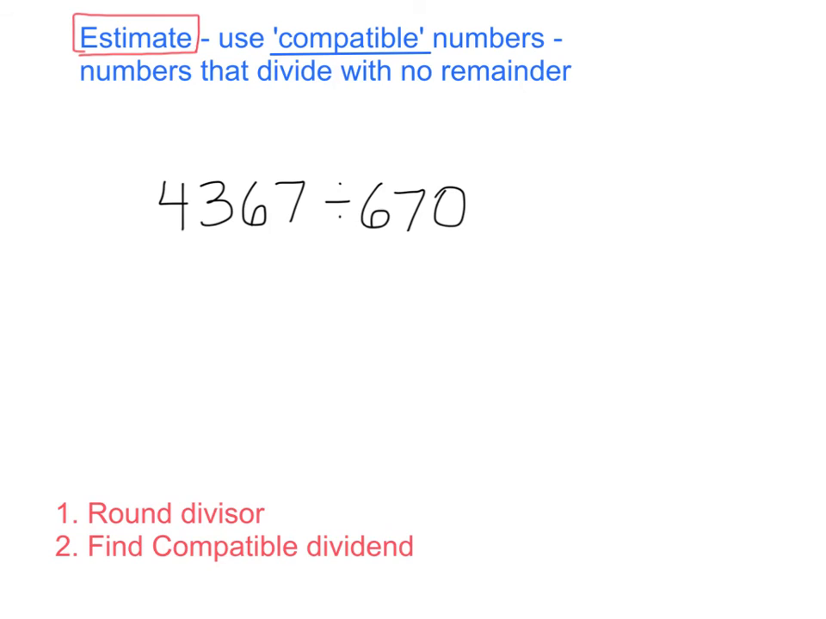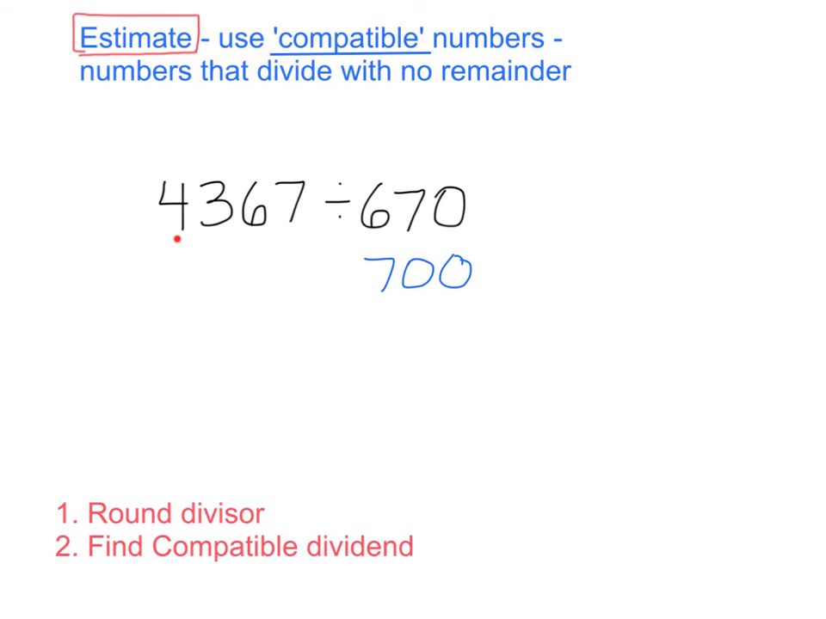We want to estimate this, which means to round, so we have nice numbers to divide with, but still get an answer that's close to the real thing. So we're going to follow the 2 steps down at the bottom here. First, we're going to round the divisor. This is a divisor, the number you're dividing by. To make it really easy, we're going to round it to 700 because it's between 600 and 700, but it's closer to 700. Next, we're going to find a compatible dividend. This is the dividend.